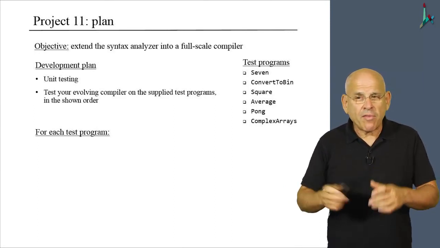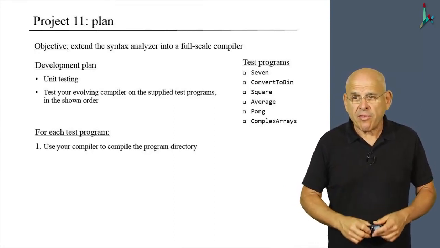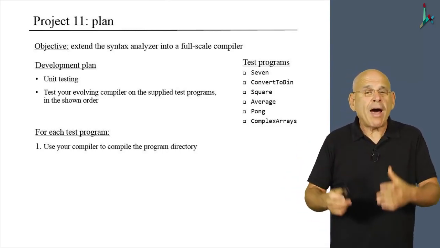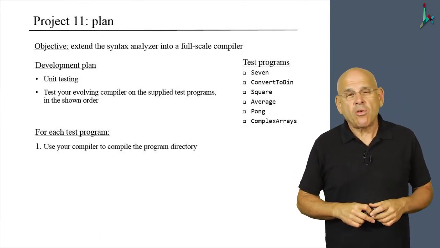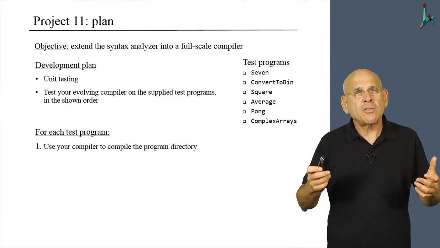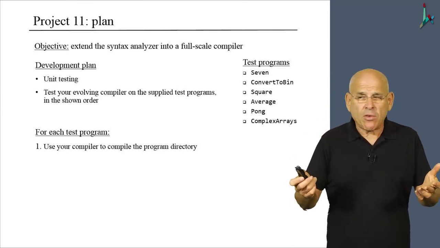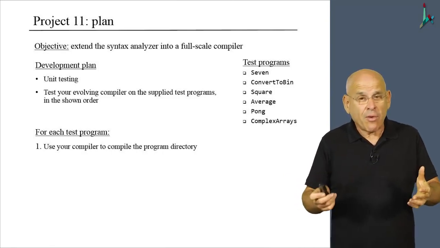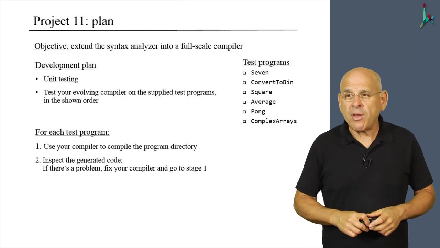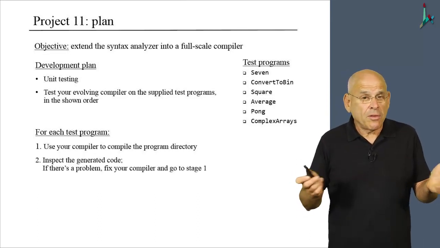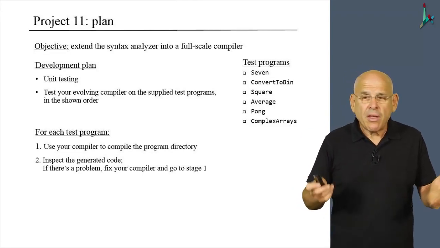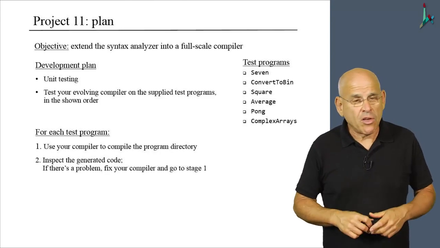So for every one of these test programs, you have to do the following. First of all, use your evolving compiler, so to speak, to compile the directory that contains the test program. Some of these directories contain a single VM file. Other directories contain several VM files. So you have to compile the entire directory. Then you have to look at the generated code, the VM code that your compiler has generated. If things look fishy, you have to go back to stage 1 and fix your compiler.